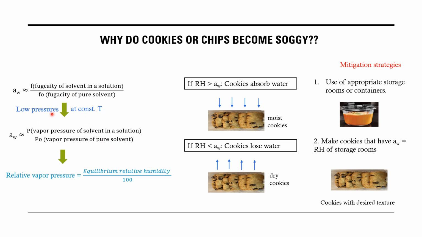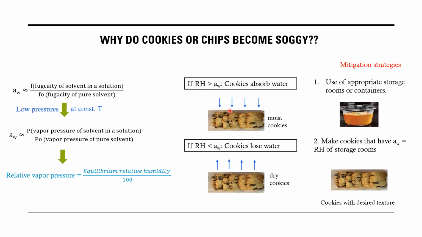The error value between relative vapor pressure and water activity is so low that you can substitute one for the other. So if you know the value of equilibrium relative humidity, then we get relative vapor pressure, which is nothing but your water activity. So how does it all relate to cookies gaining water?